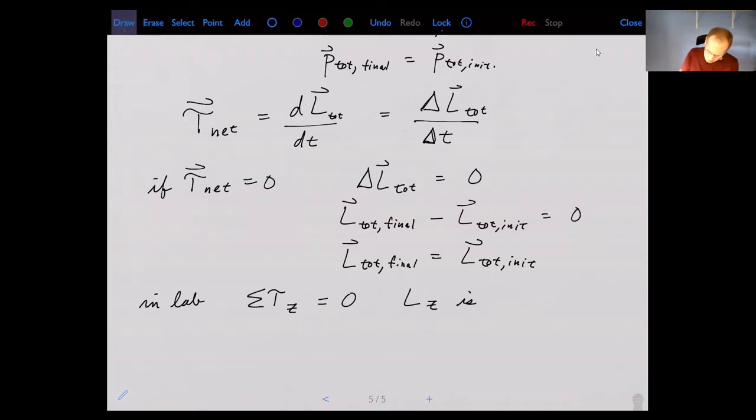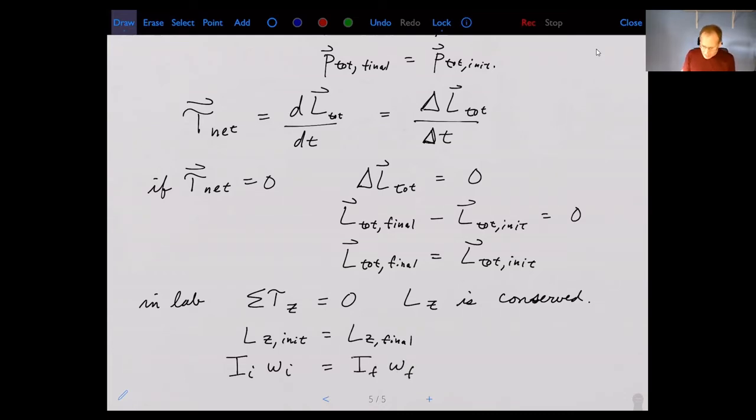Another way of saying that is my L z initial, the angular momentum about the vertical axis initially, has to equal my L z final. And remember, L is I times omega. So I can say I initial omega initial, that's my L z initial, is equal to I final times omega final. And that's really what we're going to use in this lab. I'm not going to do a lot with this. We're just going to talk about this qualitatively.